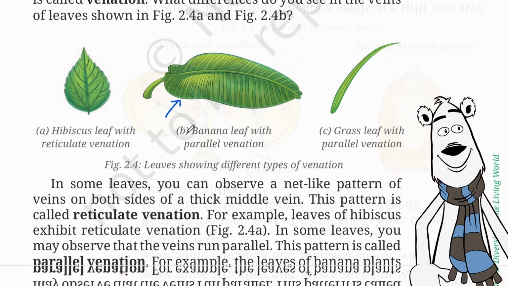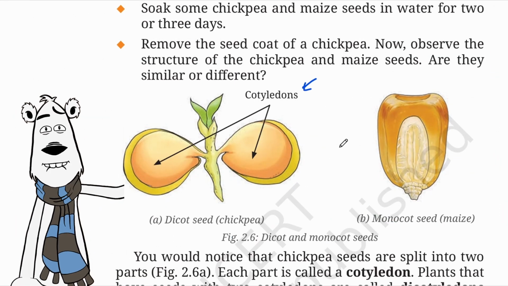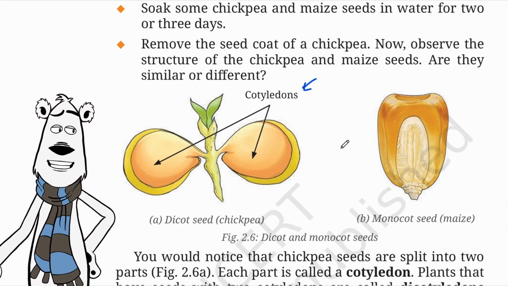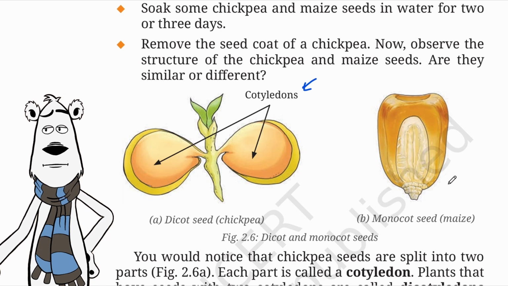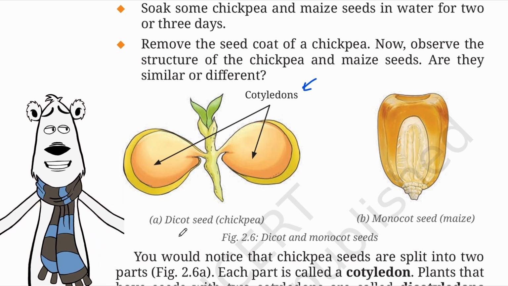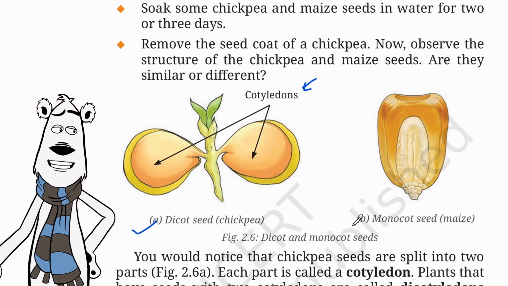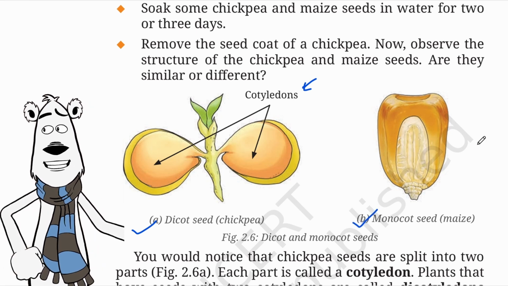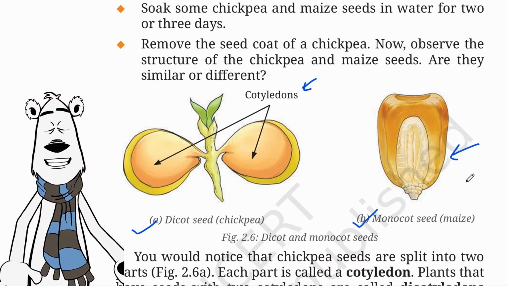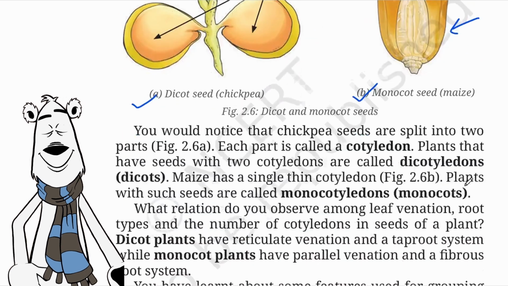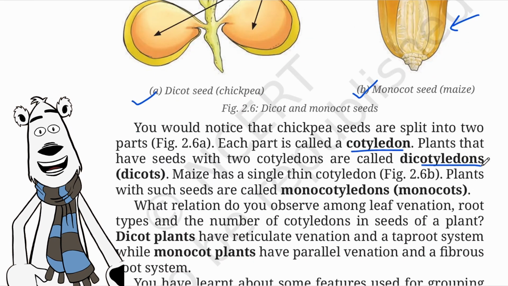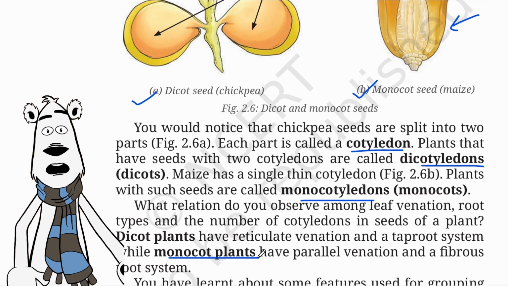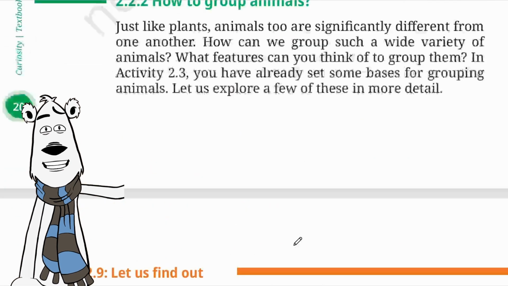And there's even more. The number of cotyledons or seed leaves in a seed can also give us clues about a plant's root system and leaf venation. Dicots, like beans, have two cotyledons, and they typically have taproots and reticulate veins. Monocots, like corn, have a single cotyledon, and they often have fibrous roots and parallel veins. It's amazing how all these seemingly separate features are interconnected.